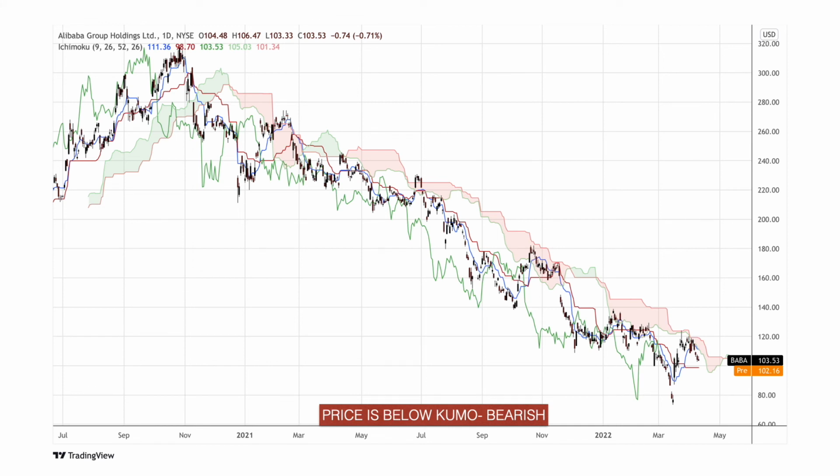If price is below the KUMO, the sentiment is bearish. In this chart, the price had been on a downtrend since price broke below the KUMO.